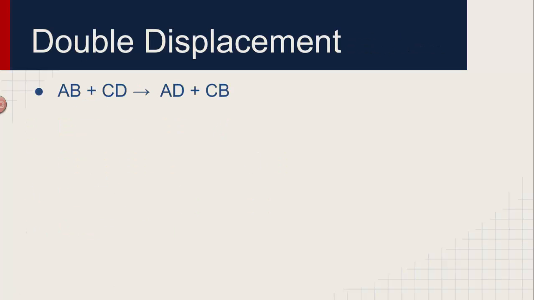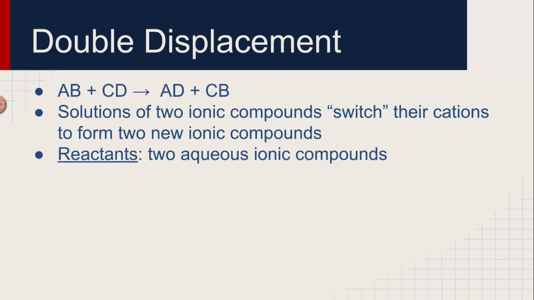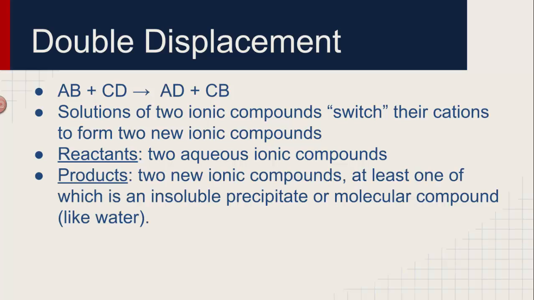So double displacement reactions. In general, you're going to have two compounds that are going to switch a piece of themselves. Okay, two ionic compounds, they'll be in solution, aqueous, and they will switch their cations, their positive ions, to form two new ionic compounds. That's how it works. Okay, so the reactants are always two aqueous ionic compounds. The products are going to be two new ionic compounds.